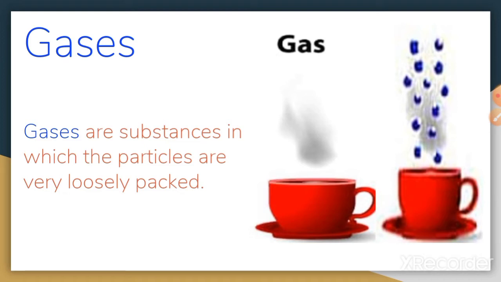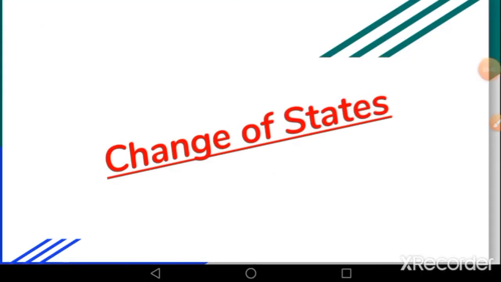So there are three characteristics of gases: gases have neither fixed shape nor volume. They are easily compressible and molecules are far apart.